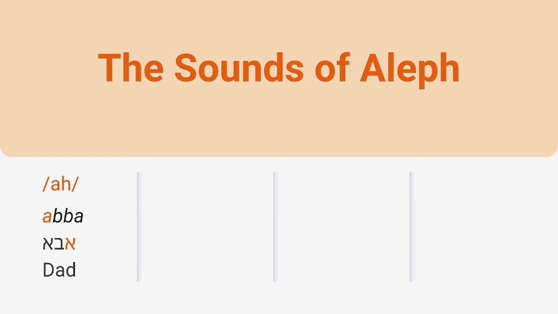So, even though aleph doesn't make a sound, it's like zero in math, where it's a placeholder for other sounds. And so, when you see an aleph, sometimes you will hear the ah sound, like in the word for dad, Abba. Other times when an aleph appears, there will be an o sound, like in the word for loves, ohev.